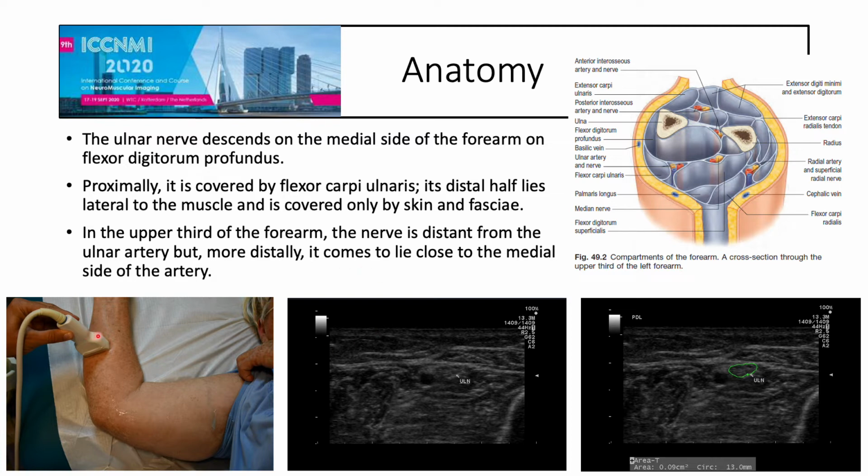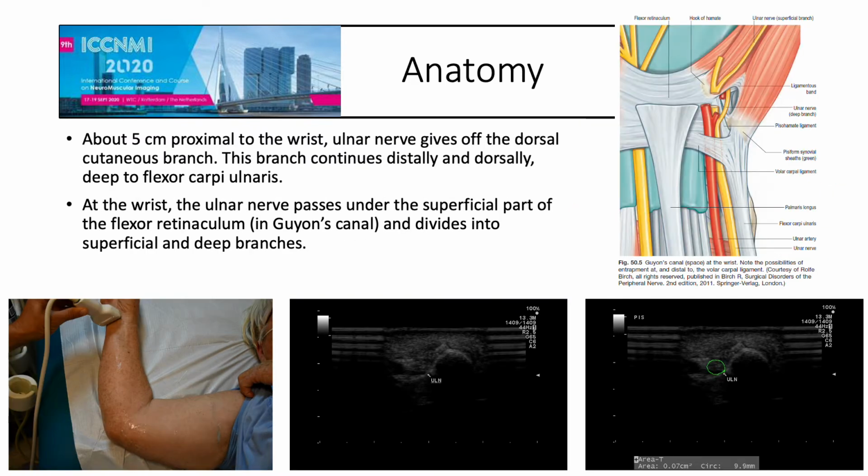So this is the position in the mid forearm, and this is the ulnar nerve. It's here, and the ulnar artery just beside it. About 5 centimeters proximal to the wrist, the ulnar nerve gives off the dorsal cutaneous branch. This branch then continues distally and dorsally deep to the flexor carpi ulnaris.